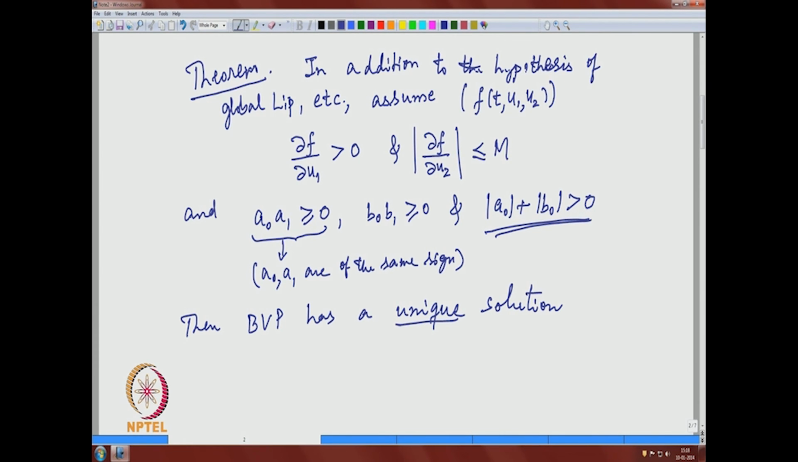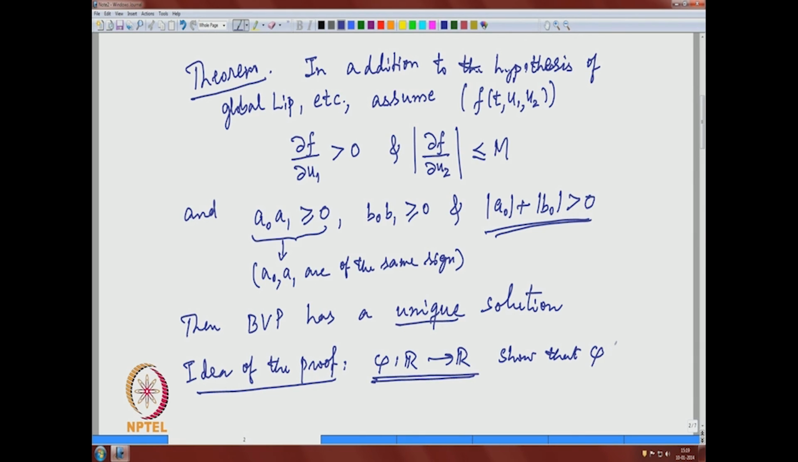Okay. So, we will prove this theorem because it is quite interesting, a bit technical, but it uses only one dimensional calculus. So, the idea of the proof is, let me just state that idea of the proof. So, look at this phi again from R to R, okay, and show that phi has a unique root, s star, that is phi(s star) is 0, and there is no other s for which phi vanishes.